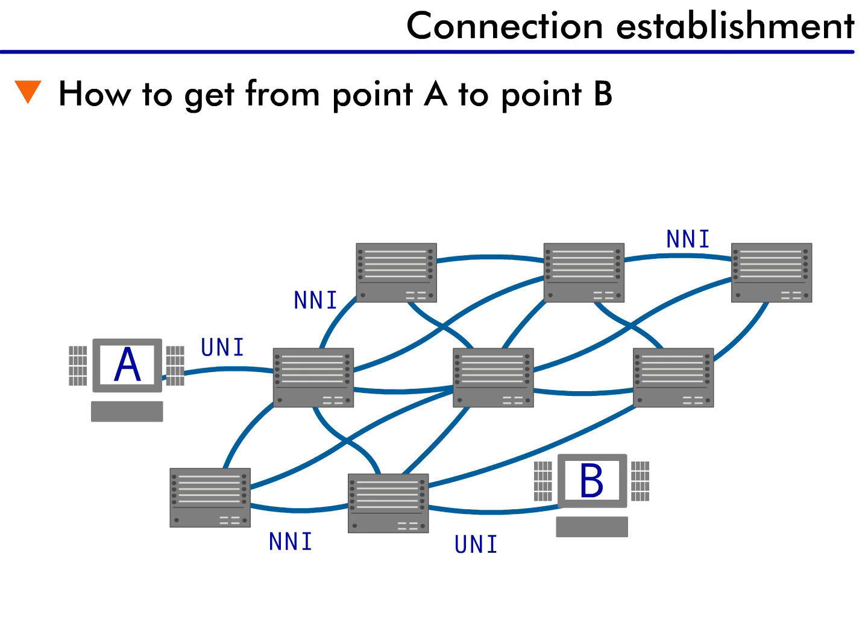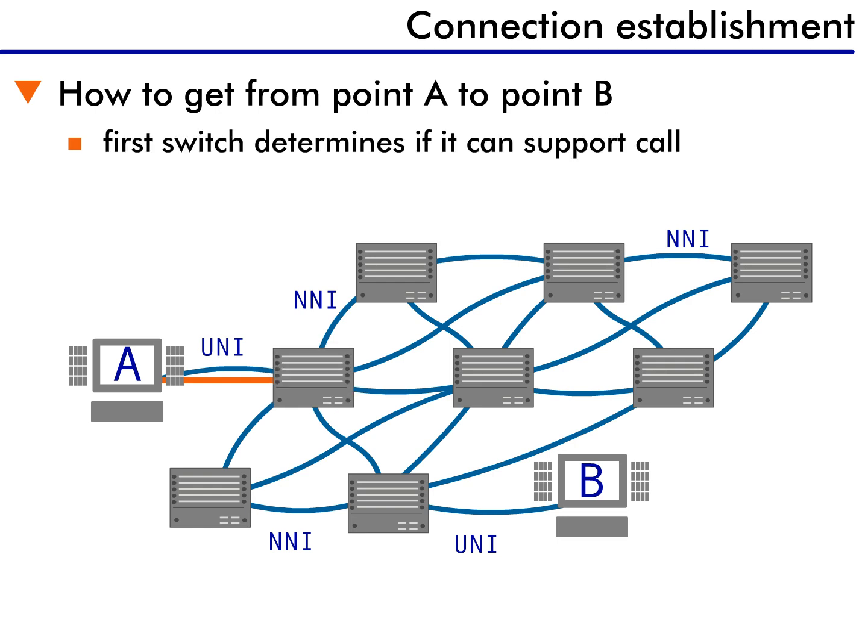Device A sends a connection setup request to its local switch. This request is signaled across the UNI interface and includes information about the destination address and any QoS requirements. This first switch decides if it can support the QoS requirements of the call. This is the contract negotiation. The switch then determines if it can locate the destination address. If the answer to both these questions is yes, a connection is set up.